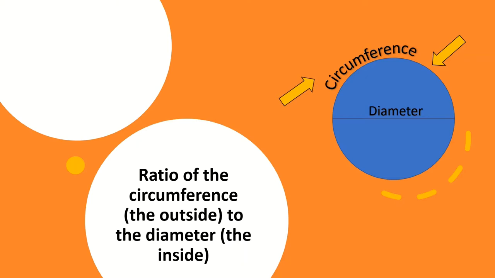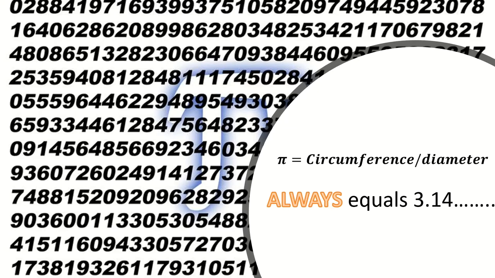I know that's confusing. You don't need to remember that right now, but I do want to show you the symbol for pi. Here it is. Okay, here's the other thing you need to know. When you divide the circumference by the diameter of any circle, no matter how big or how small, the answer is always equal to pi, or 3.14, which is why we celebrate Pi Day on March 14th, 3/14.